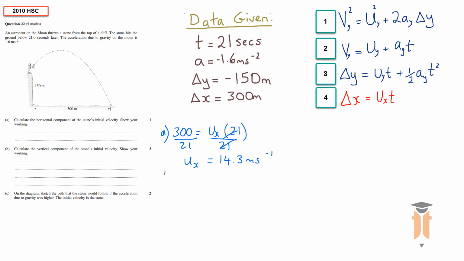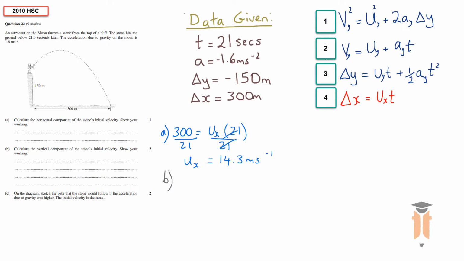Now for B, we need to decide which equation we can use. Looking at the four equations of motion, we can't use the fourth one because that deals with the horizontal displacement. And we can't use the first two because we don't know the final velocity and we don't know the vertical component of the initial velocity. So that leaves us with the third equation.